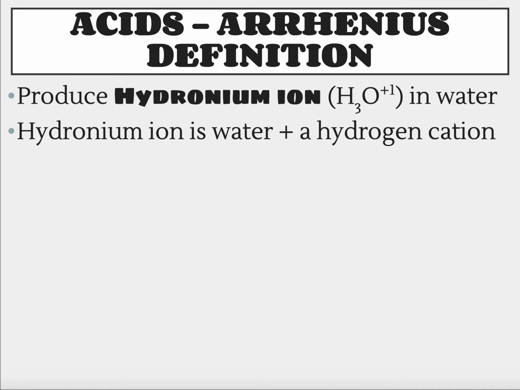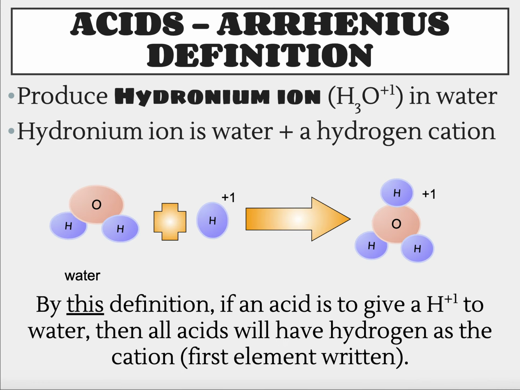Acids produce hydronium ion. And the reason this is important and the way that it does is that it gives a hydrogen to water to make this hydronium. So according to this definition, if you're going to give something, then that means that you have to have it. And that's going to be the key in identifying whether or not you have an acid.